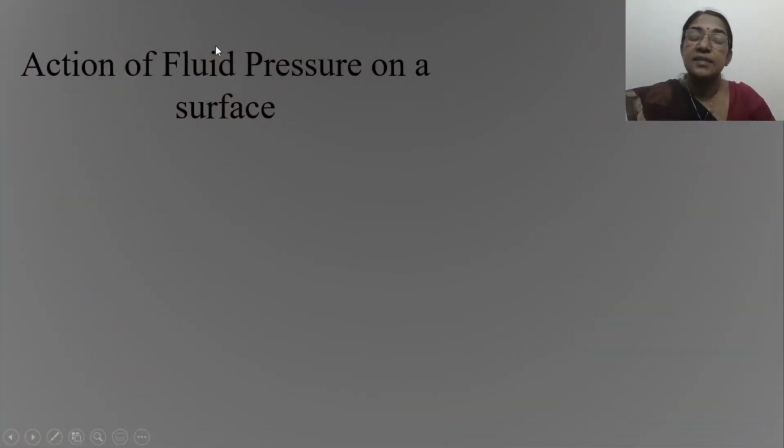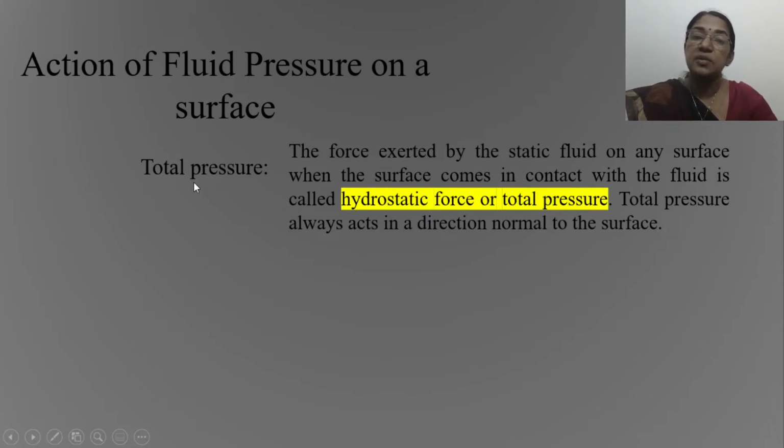Before starting the discussion, I introduce two terms. One is total pressure and the other is center of pressure. Total pressure on a surface is the force exerted by the static mass of fluid on a plane surface when the surface comes in contact with the fluid. It always acts in a direction normal to the surface as there is no shear force in a static mass of fluid. Total pressure is also termed as hydrostatic force.